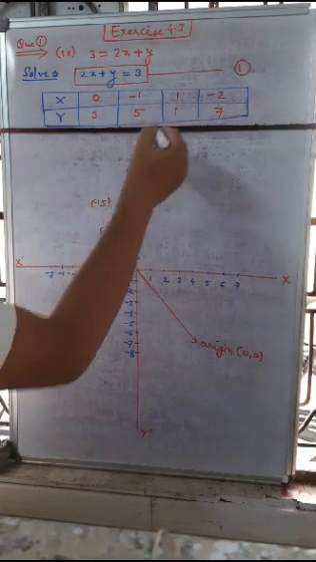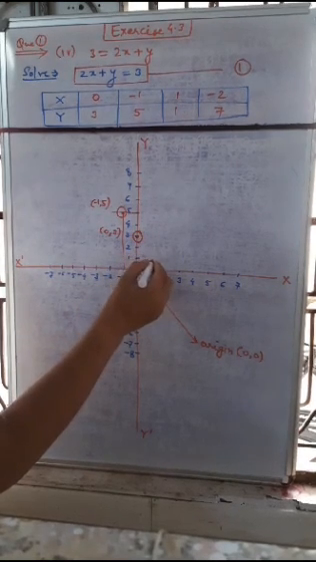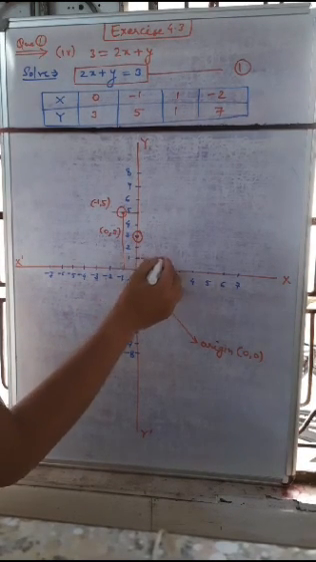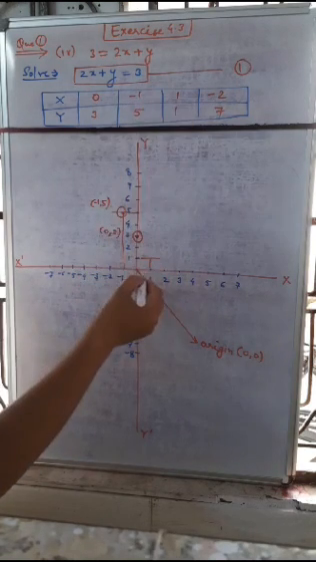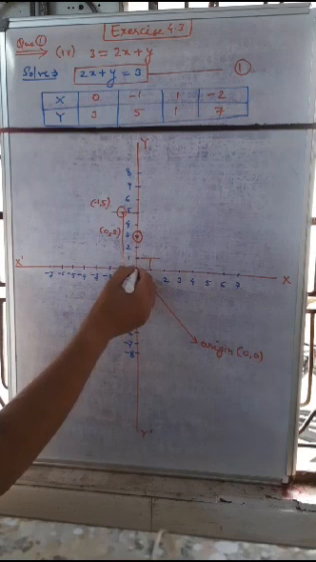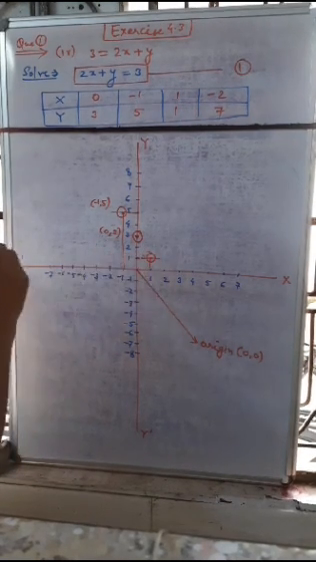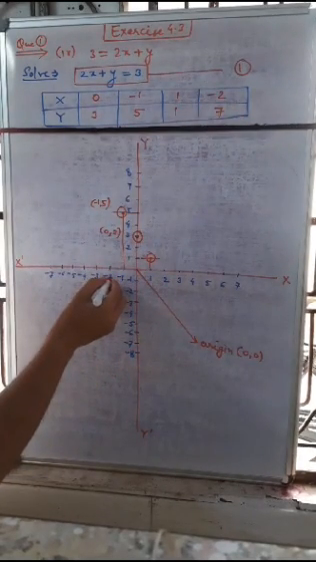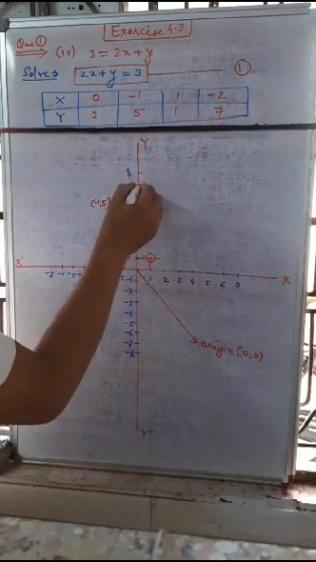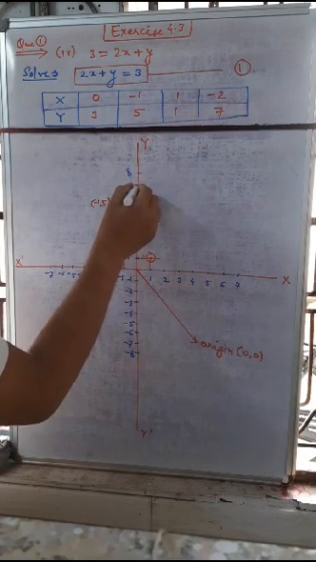Next one, 1, 1. So the point is situated here, 1, 1. That means we are going in the x direction, positive value, and in the y direction also a positive value. So we will get the intersecting point 1, 1 here. Now minus 2, 7. So minus 2 is there, and 7 will be situated at the top of the y-axis. So we will get the point.